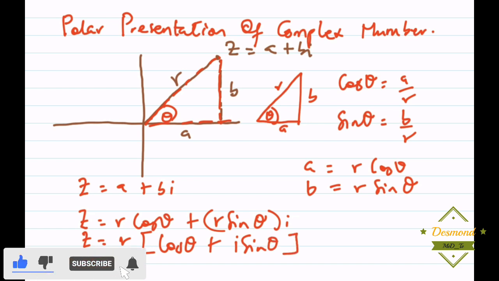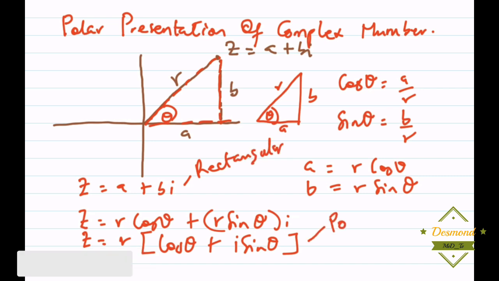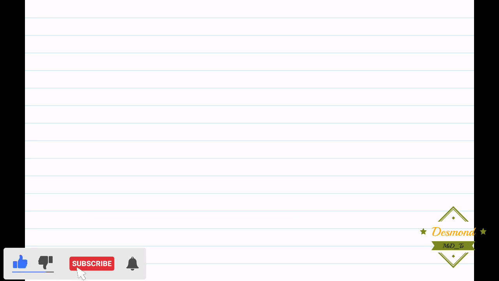Now, this is the rectangular form of the complex number, and this is the polar form of the complex number. Very, very simple. Now, sometimes the polar form of the complex number can also be written differently. So let's say we have the polar form, z = r (cos theta + i sin theta).